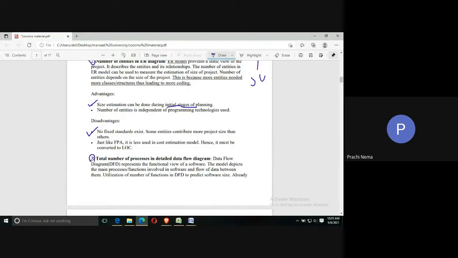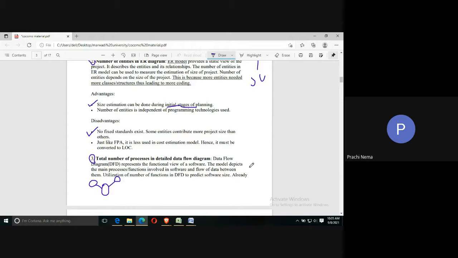Third one is using the number of processes in DFD. DFD is your data flow diagram. Processes are represented using bubbles or circles. If there are many sub-processes, then your software is obviously complex.